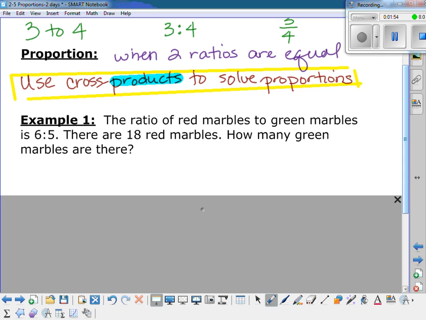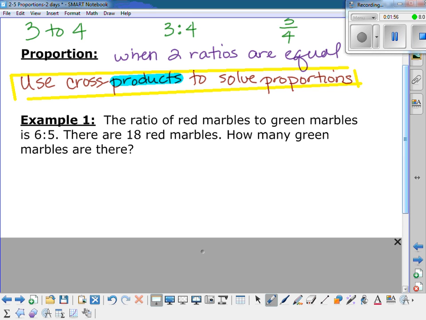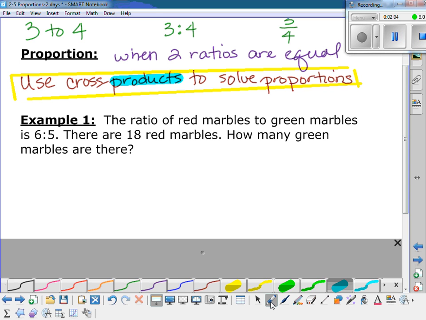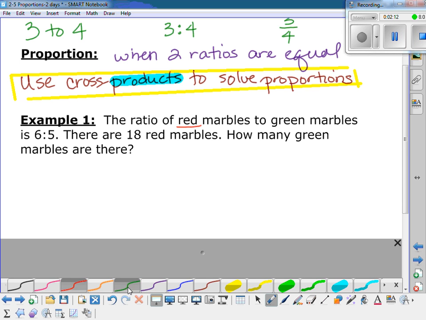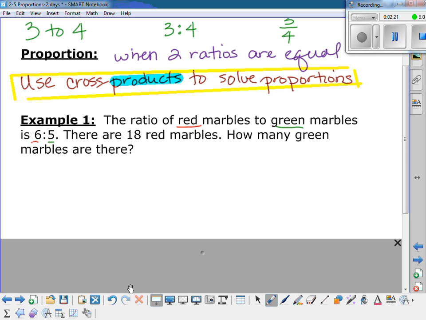So in example 1, we've got the ratio of red marbles to green marbles is 6 to 5. There are 18 red marbles. How many green marbles are there? So first of all, it's important to pay attention to the word order. It says red first, and then green, red to green. And so the order of the ratio, the first number corresponds to the red, the 6 corresponds to the red, and the 5 corresponds to the green.